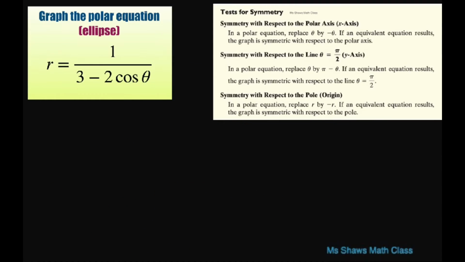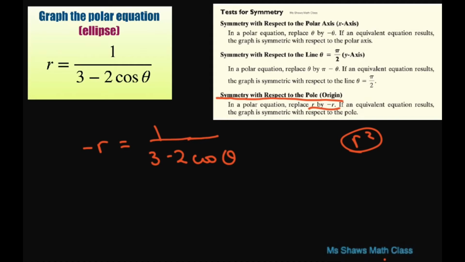And then it's also not symmetric to the pole, but the test just says substitute your r by negative r. And clearly we don't get an equivalent equation. The only time you'd get an equivalent equation for this one is if you had an r squared, for a lemniscate. All right, so since we know that it's symmetric with respect to the polar axis, we want to graph the top part from 0 to pi. And then we're going to use reflection over the x-axis to get the remaining values.